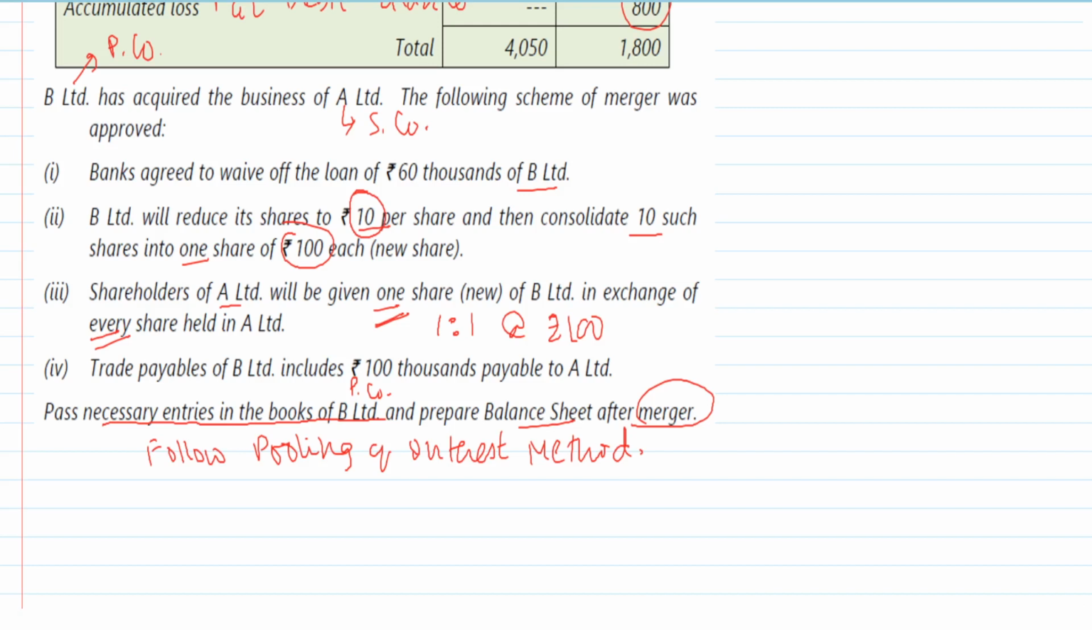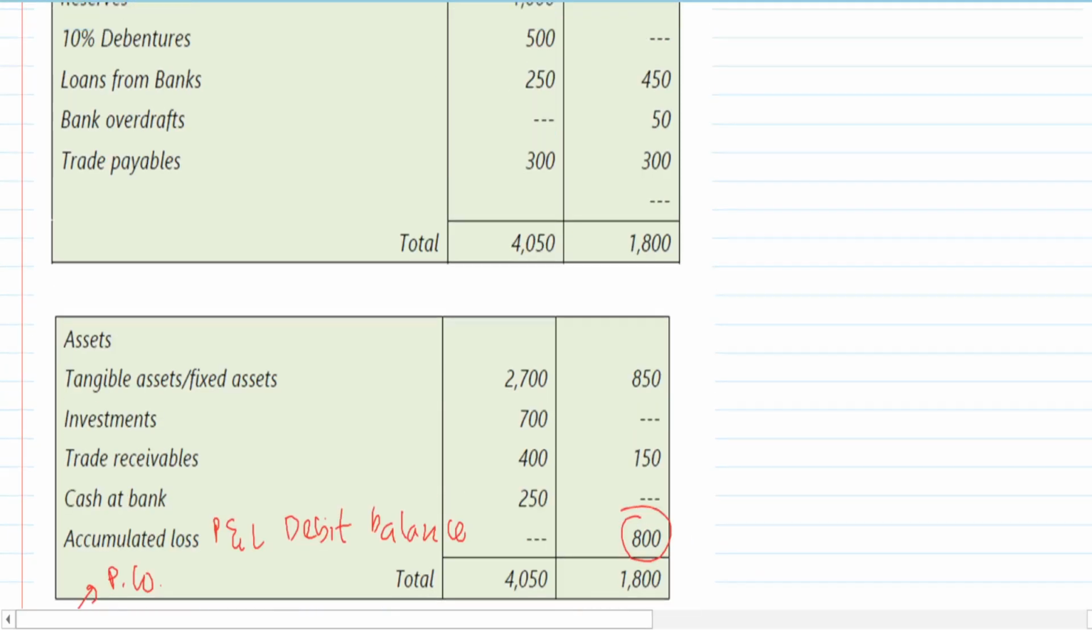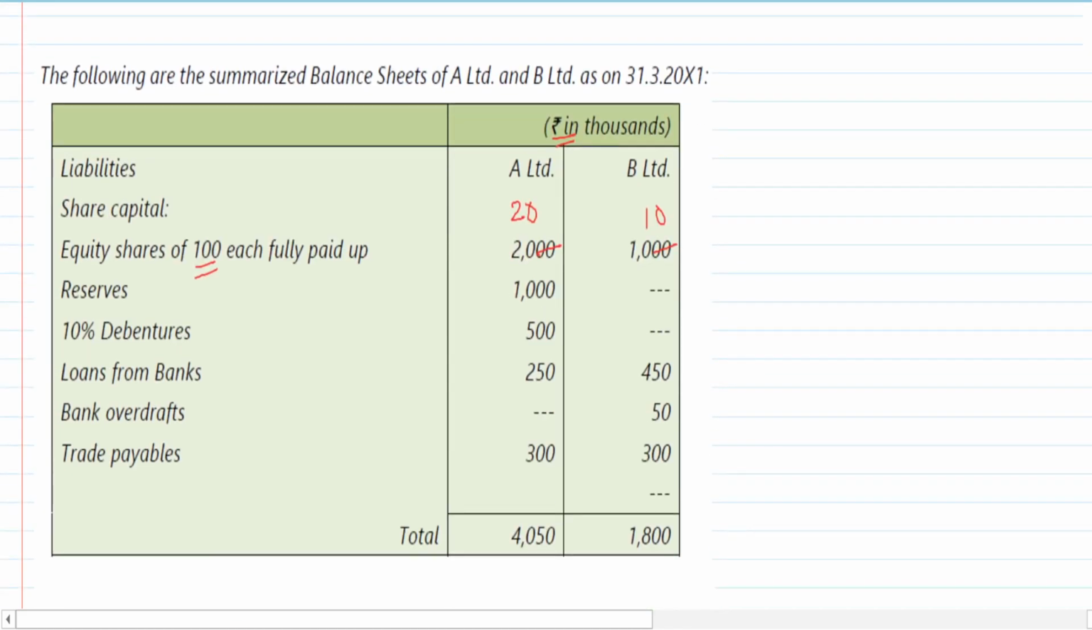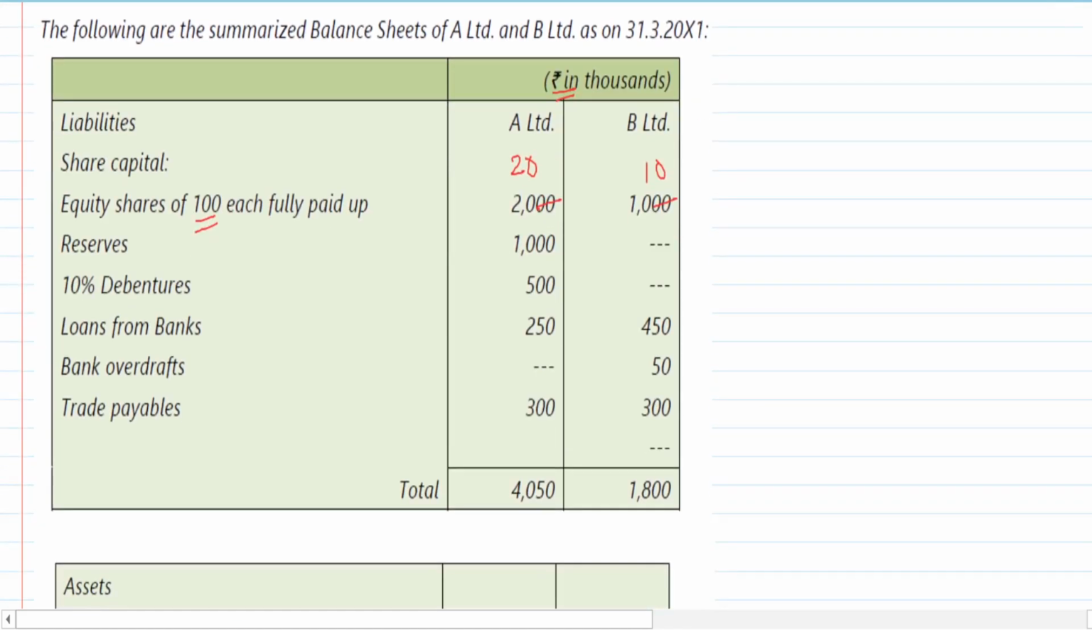But to be very honest, I'll be very honest over here. You cannot follow pooling of interest method over here. Pooling of interest method is followed when it is amalgamation in the nature of merger. Okay, this is not an amalgamation at all. Amalgamation means selling companies will merge and a new entity will be formed. This is actually absorption. Okay, this is not amalgamation. But then I will solve the question the way it has been solved by the institute in its study module.